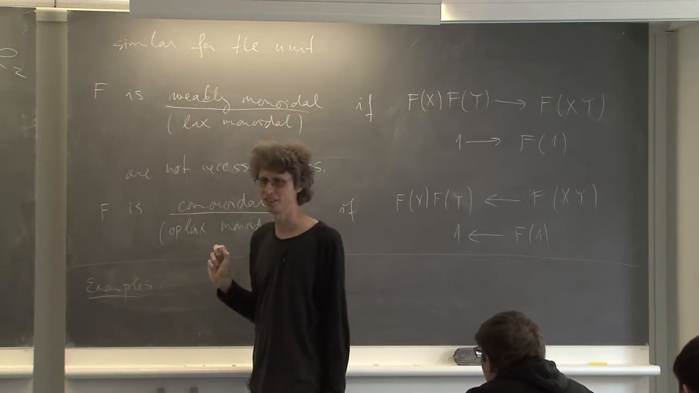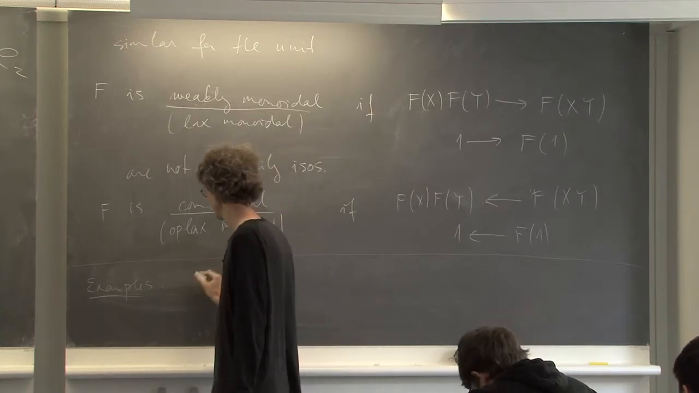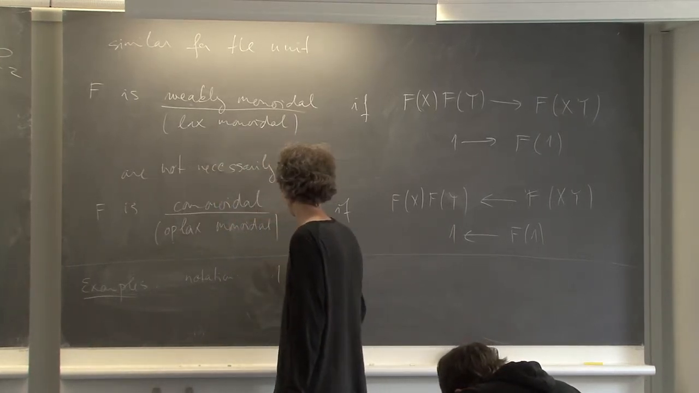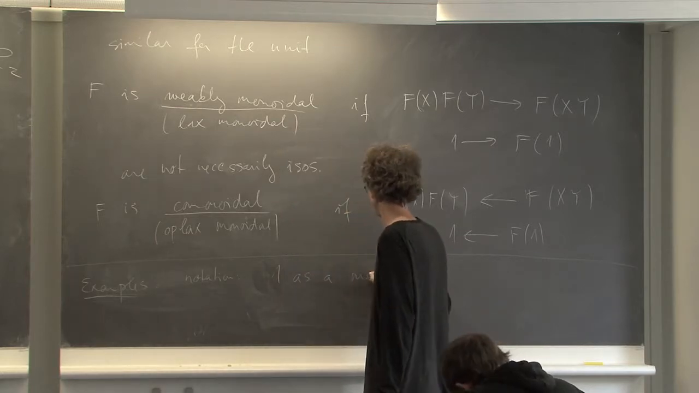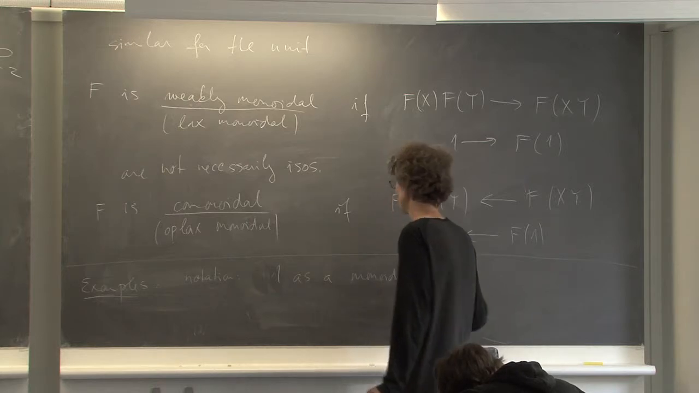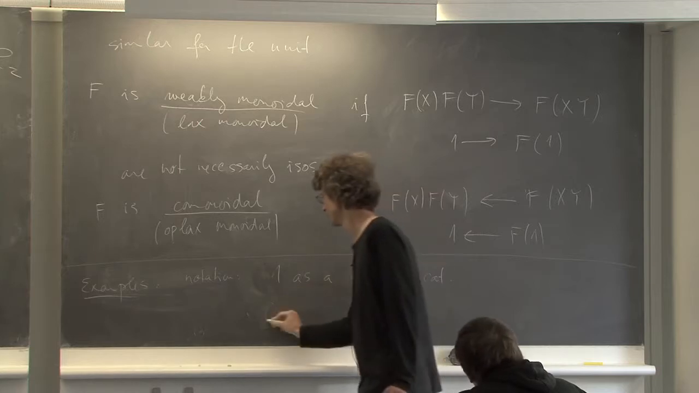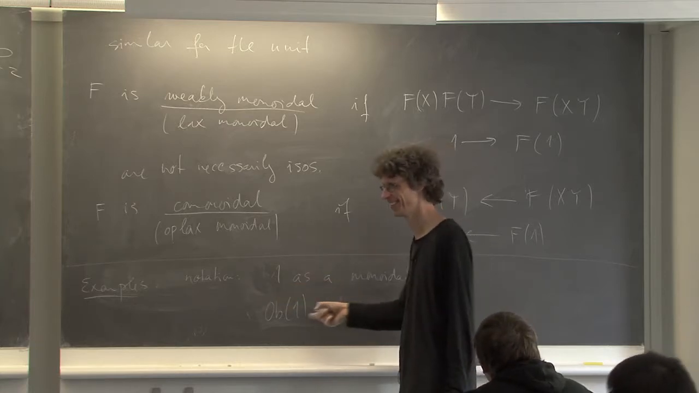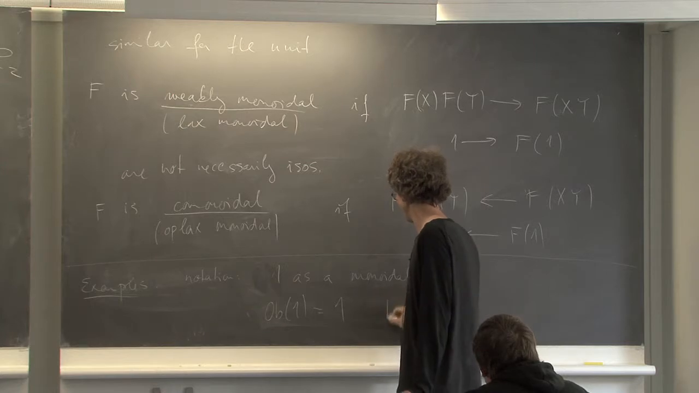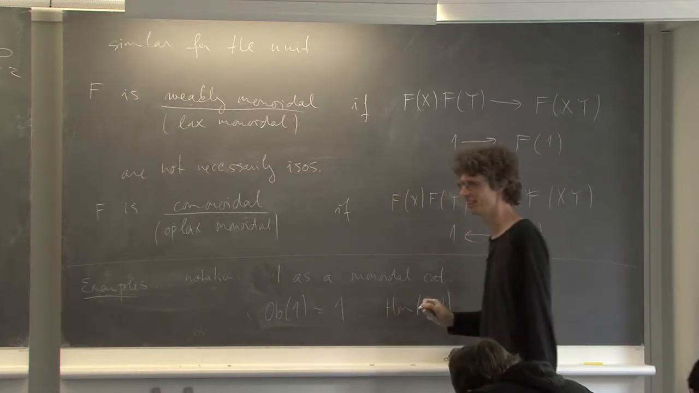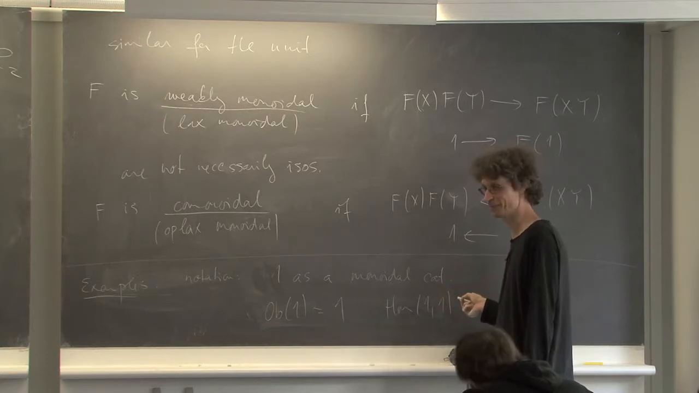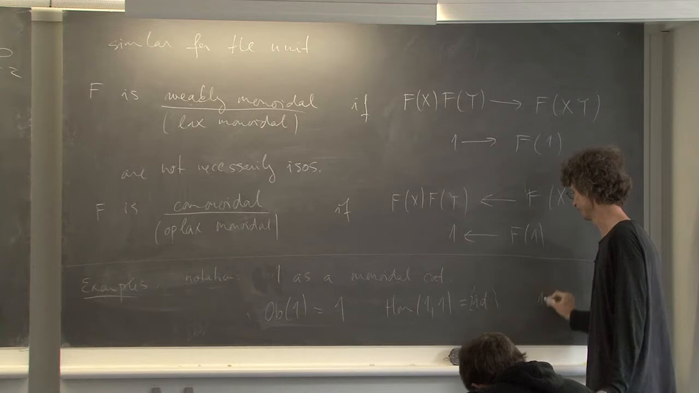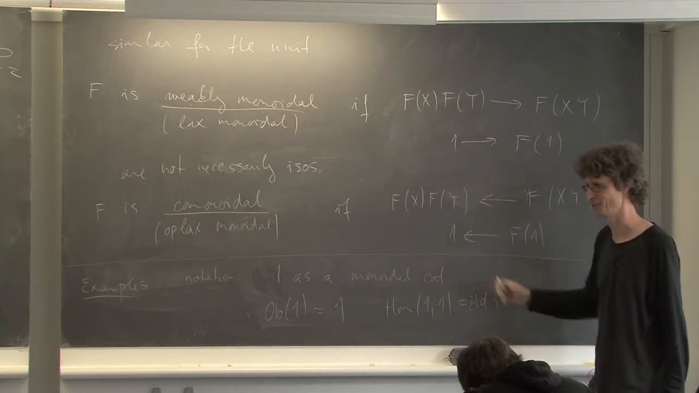So there's this overloaded 1. I'm going to use it also as a category. So just notation: at least sometimes, that 1 as a monoidal category is going to be the category where the only object is 1, and whatever the hom from 1 to 1 is contains only one morphism that might be called 1. It's just the identity. And 1 tensor 1 is equal to 1. It's a kind of trivial monoidal category.